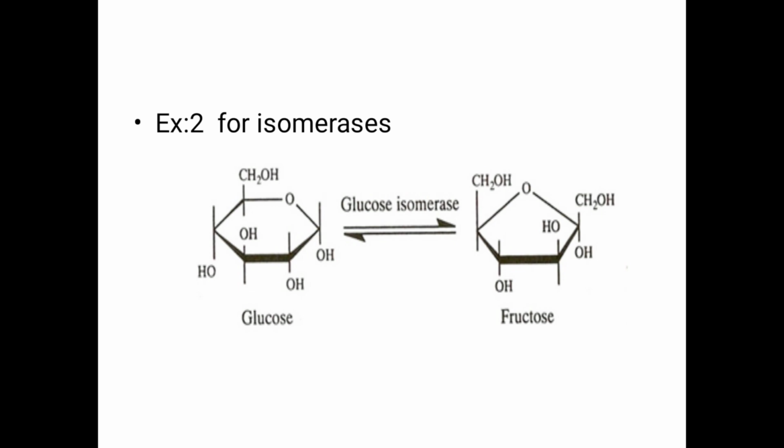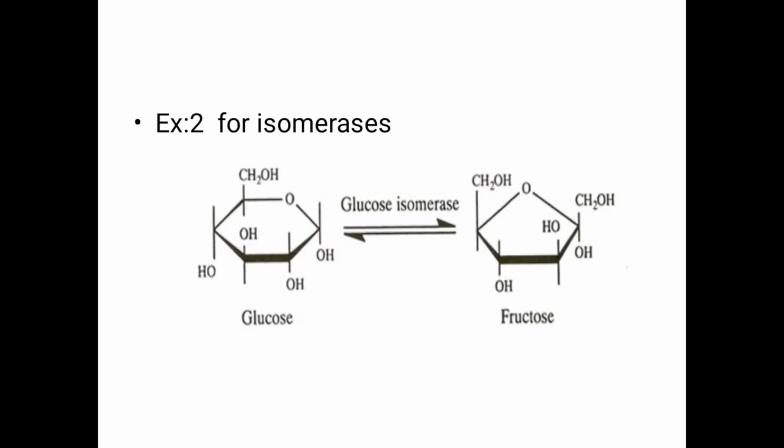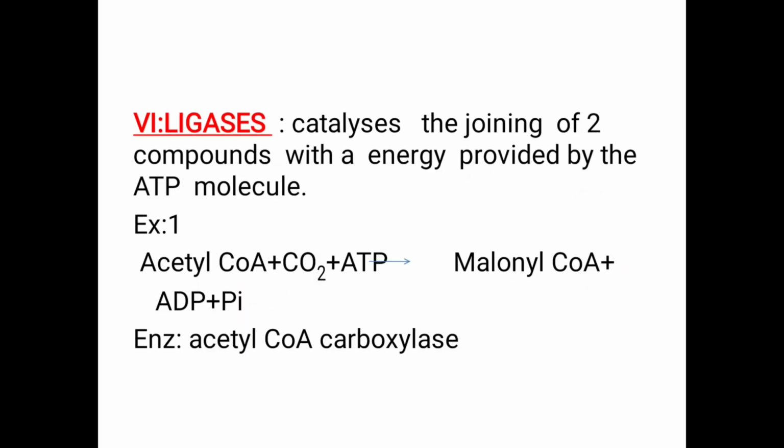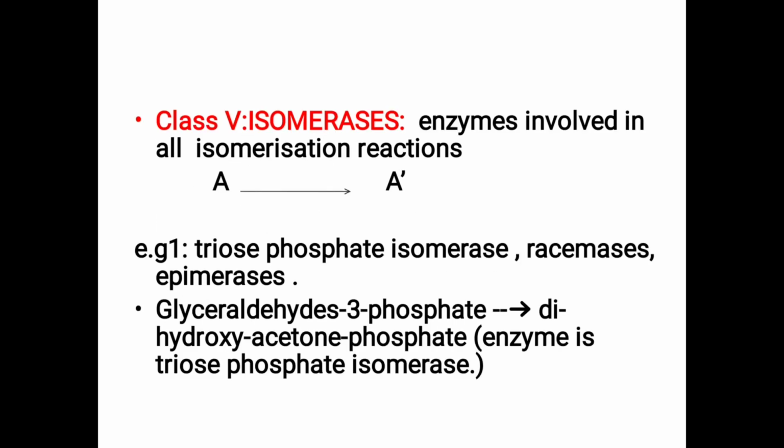Again, the structure is not required. Glucose is converted to fructose, a reversible reaction, and glucose isomerase is the enzyme. So the earlier example is triose phosphate isomerase, and the second example for isomerase is glucose isomerase. Like that, we can give many examples. Next is the last one, ligases. You have seen ligases. What are ligases? No confusion here.